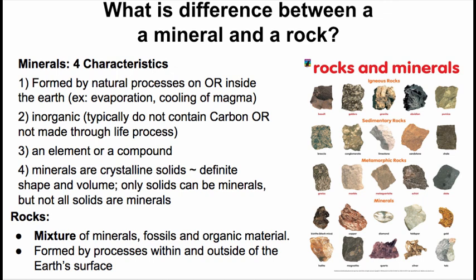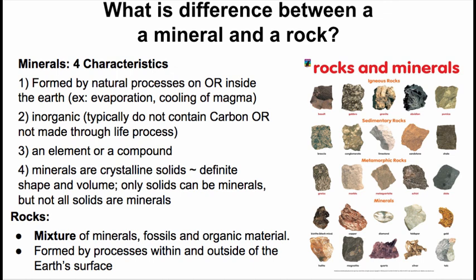Minerals have to have 4 characteristics, and these 4 characteristics have to be true in order for something to be classified as a mineral. The first one is it has to be formed by a natural process, on or inside the earth. So for instance, evaporation of water and cooling of magma are natural processes that happen either inside the earth or on the earth's surface. They have to be inorganic, which means they're not made by a living thing or come from a living thing. They also typically do not contain carbon, although this one doesn't always hold true for everything.